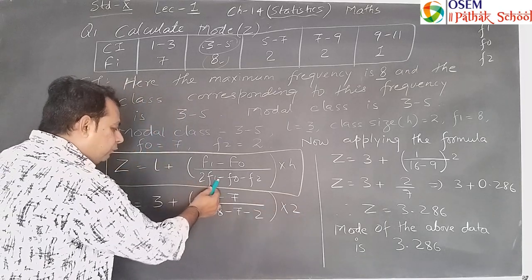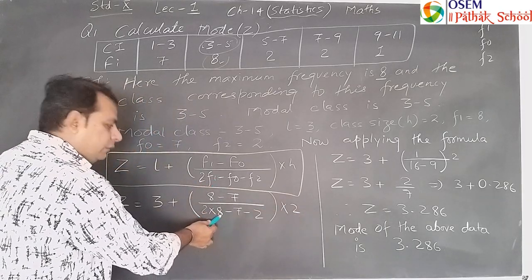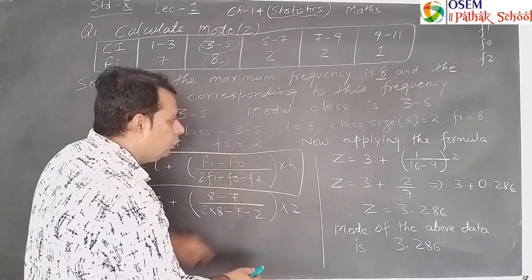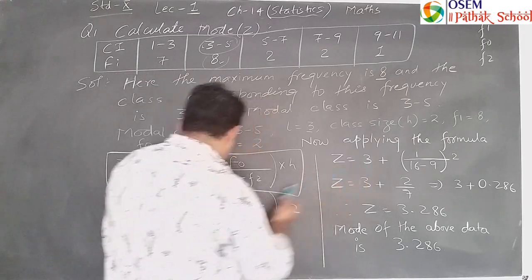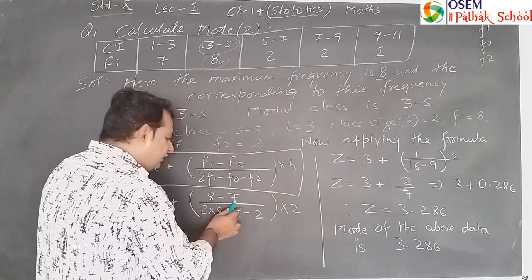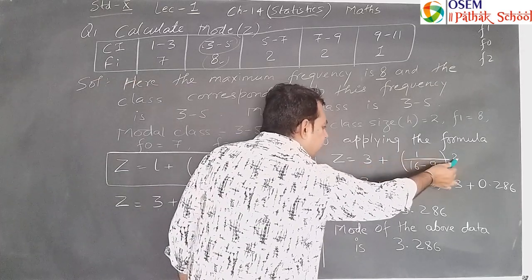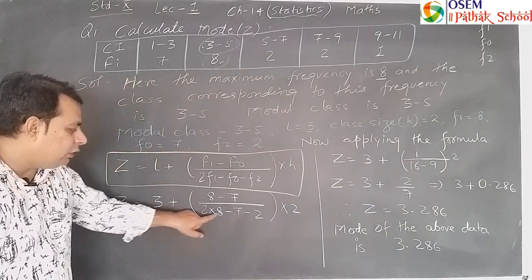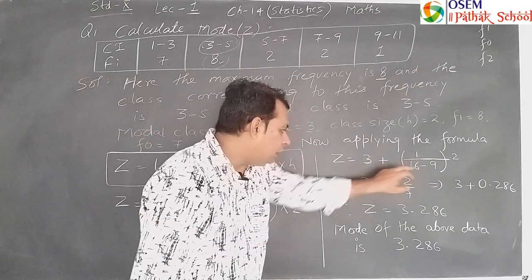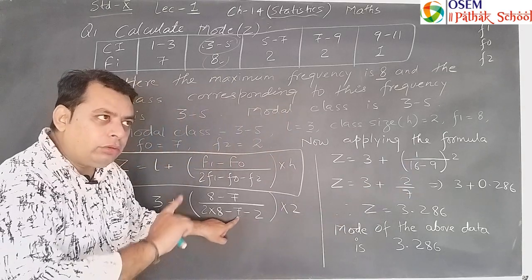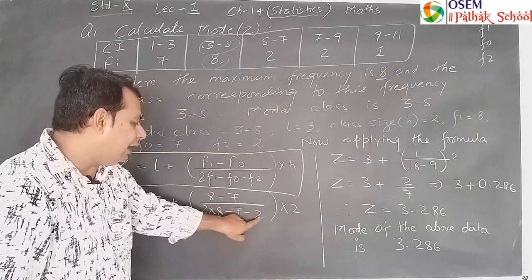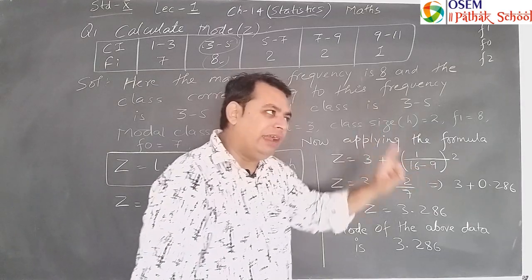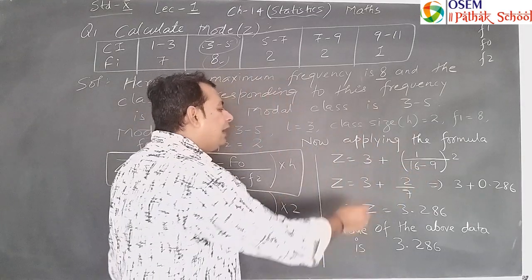Then 2 into F1, so 2 into 8, then F0 is 7 and F2 is 2. Now 3, that is L, plus 8 minus 7 will be 1, multiplied by 2. Now what we will do? We will just multiply these things. 8 twos are 16, and add both numbers 7 and 2, that is 9, but we will keep the sign minus, because minus 7 and minus 2 will be minus 9.